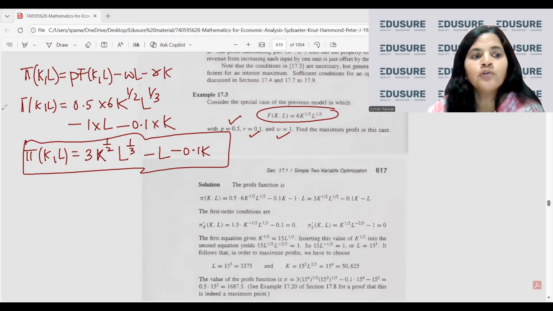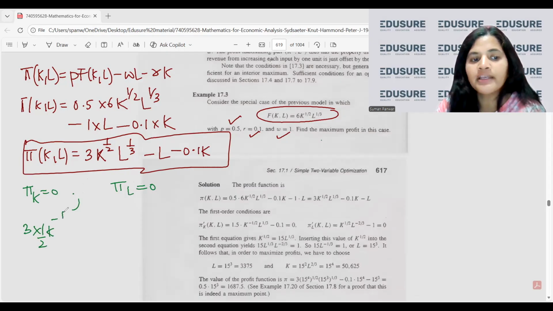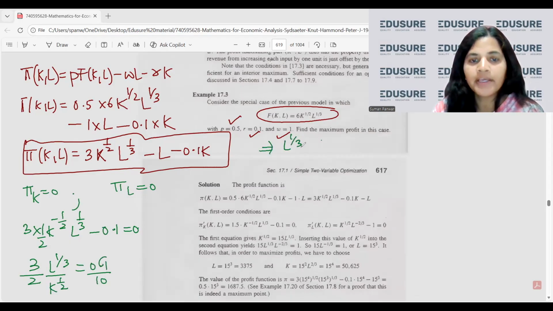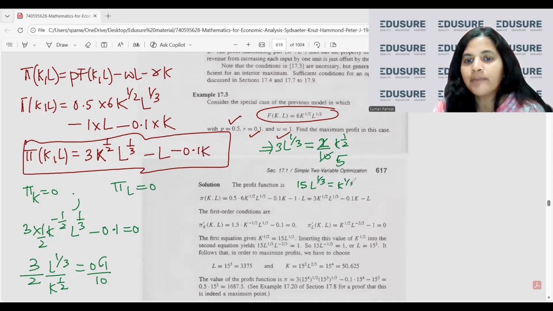Now let's look at the first order condition. First order condition means necessary conditions for maxima or minima. Then my pi K will be 0 and my pi L will be 0. Let us calculate pi K. So 3 into half K power minus half, I am applying the power rule of derivatives on K, keeping L constant, L power 1 by 3 minus 0.1. This should be equal to 0. So I'll have 3 by 2 L power 1 by 3 upon K power half is equal to 0.1. So I have 3 times L power 1 by 3 equals 2 by 10 K power half. So I have 15 L power 1 by 3 equals K power half.